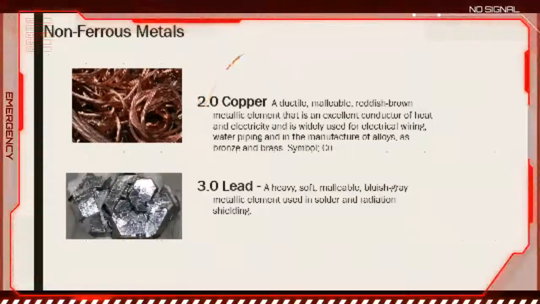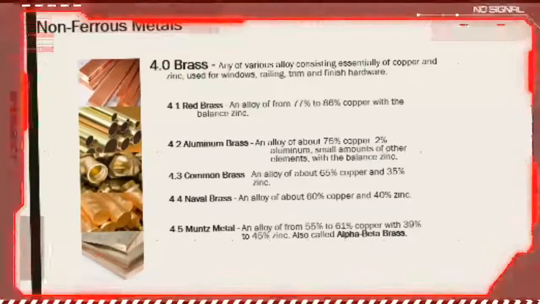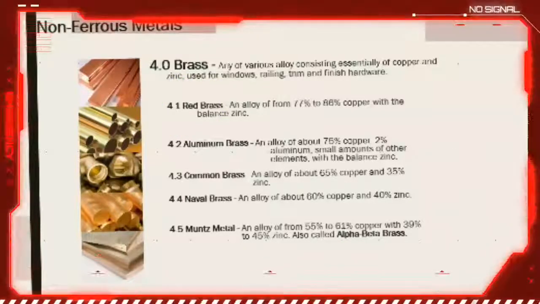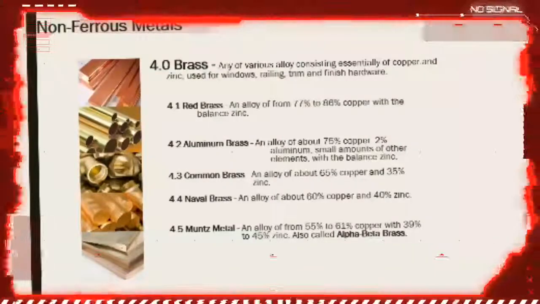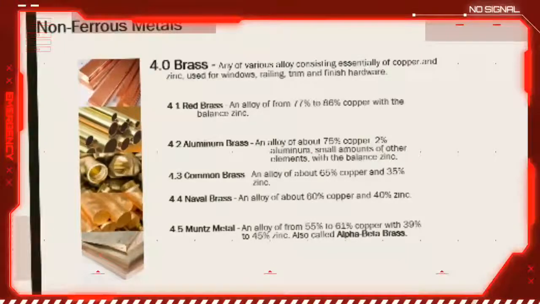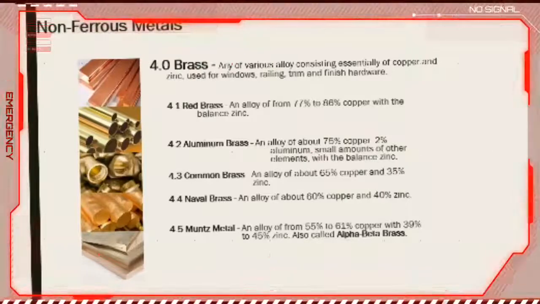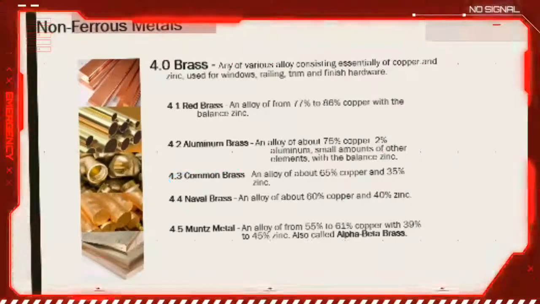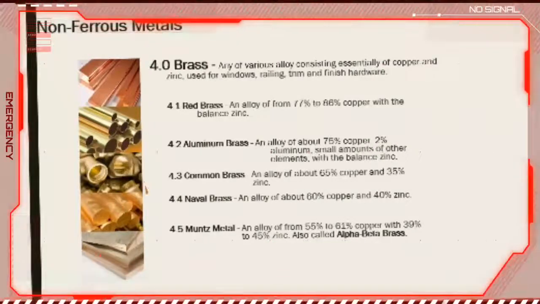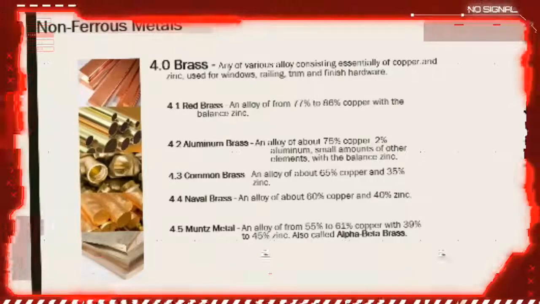Next is copper. Next is lead. Next is brass. Under brass is first red brass, an alloy of 77 to 86% copper with the balance zinc. Next is aluminum brass, an alloy of about 75% copper, 2% aluminum, and small amounts of other elements with the balance of zinc. Next is common brass, an alloy of about 65% copper and 35% zinc. Next is naval brass, an alloy of about 60% copper and 40% zinc.